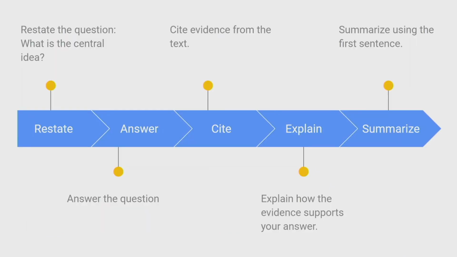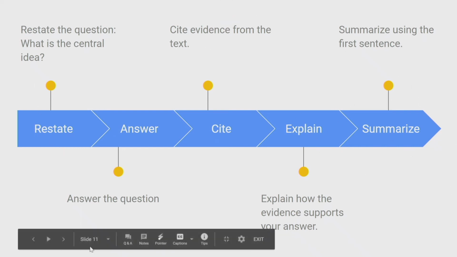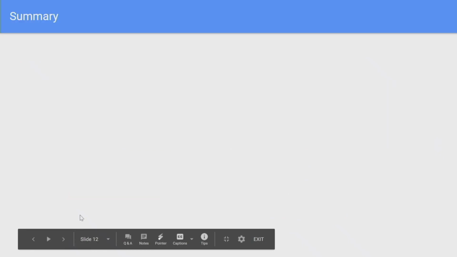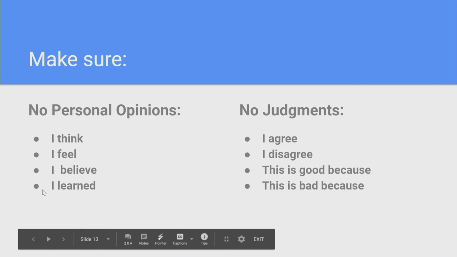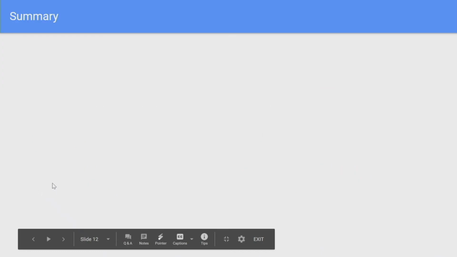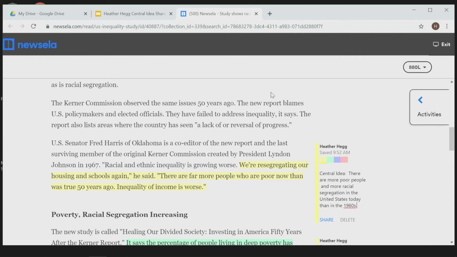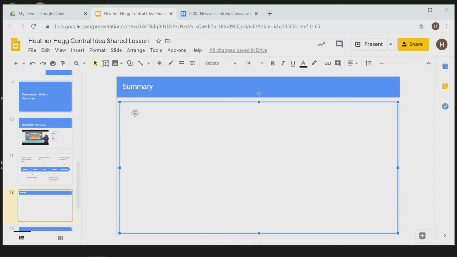Here's the RACE strategy, again, in a step-by-step way. Restate the question: what's the central idea? So that's our question for this assignment. What is the central idea? We're going to answer it. We'll cite evidence from the text, we'll explain, and then we'll summarize our central idea. So if I go back to my central idea, I'm going to start my summary that way. So here we go. The central idea.